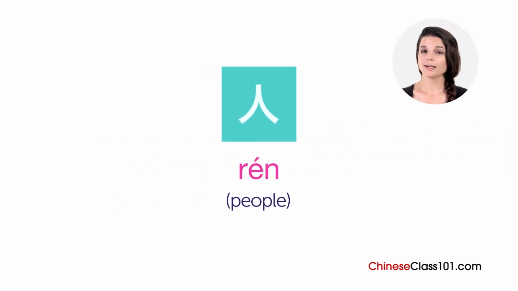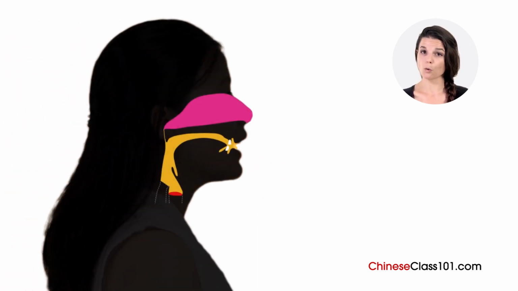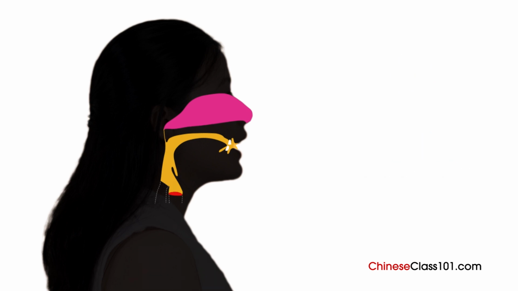In fact, the Chinese E is a very special sound because it's the most neutral of all sounds. It requires the least amount of effort to pronounce because you don't have to move your lips, tongue, or mouth. All you need to do is relax and have everything in a resting position and just let your vocal cords do the rest.